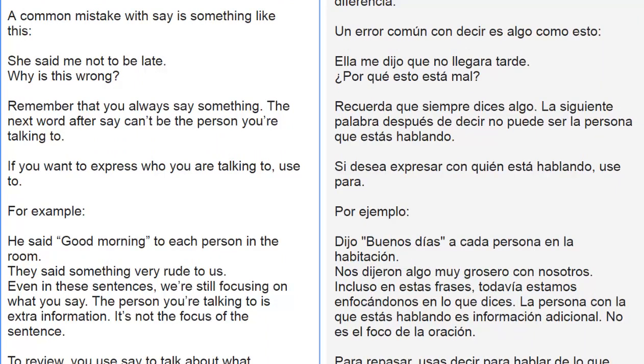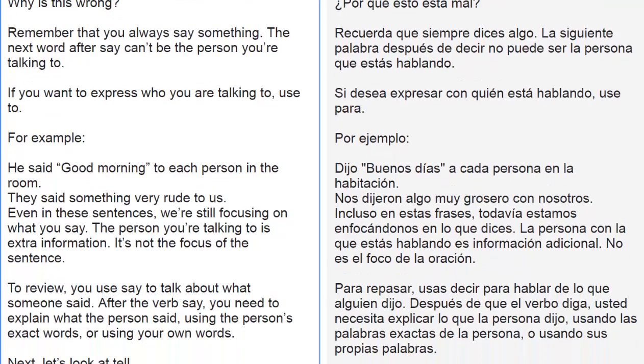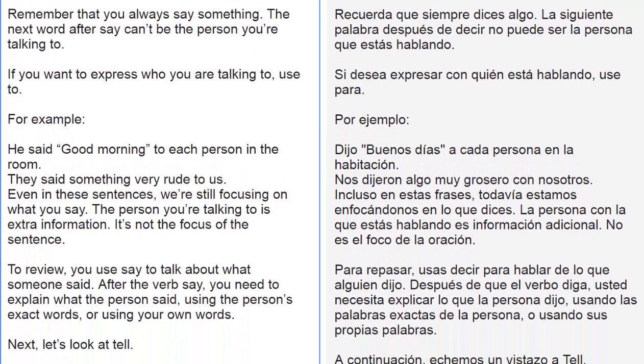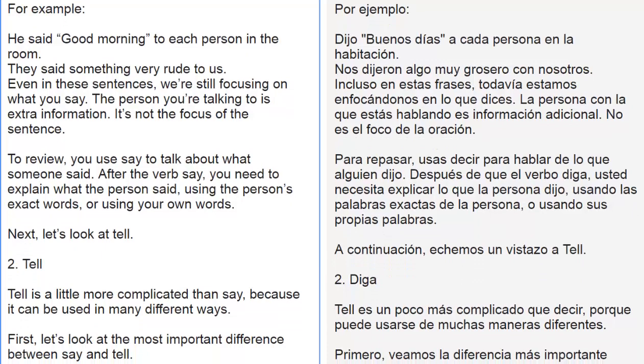She said me not to be late. Why is this wrong? Remember, you always say something. The next word after say can't be the person you're talking to. If you want to express who you're talking to, use to. For example, he said good morning to each person in the room. They said something very rude to us.